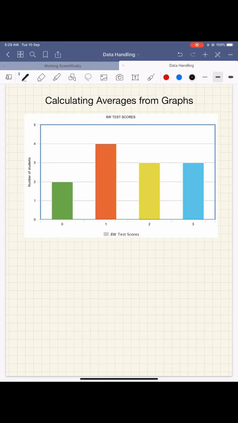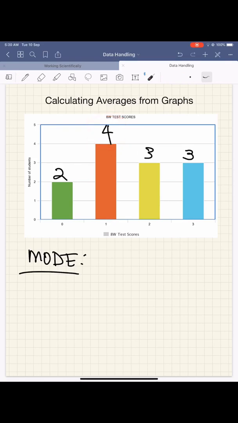So just by looking at the graph, we can easily look for the mode. Because what is the mode? The mode is the value that comes out the most. And if you look at the graph, you will see that students who scored 0, there are 2. Students that scored 1, 4. Students that scored 2, 3. And students that scored 3 would be 3 again. So just by looking at the numbers, you can already tell that this is the mode.